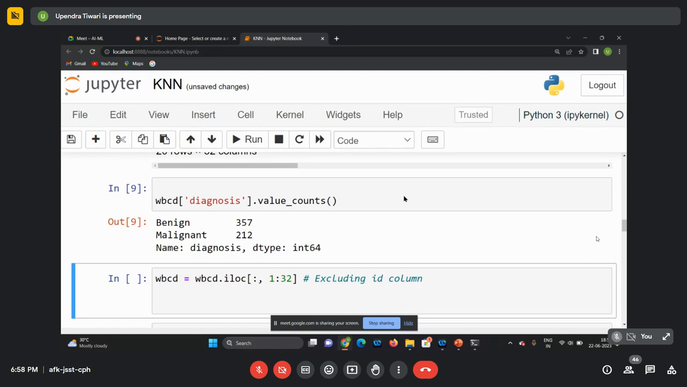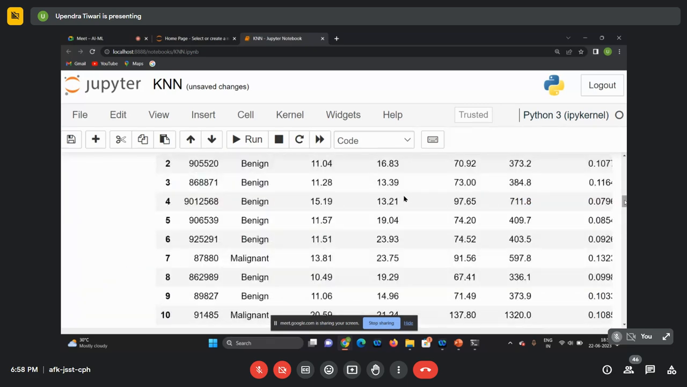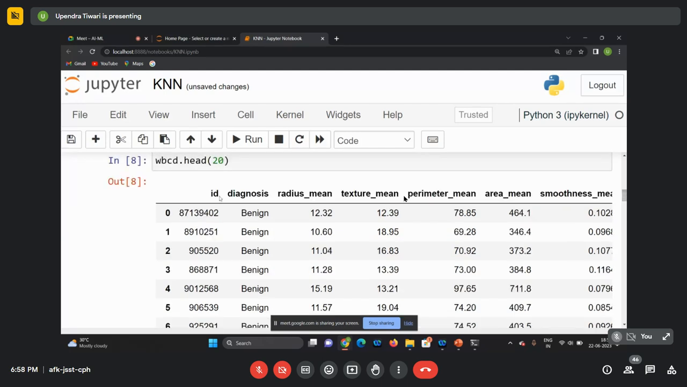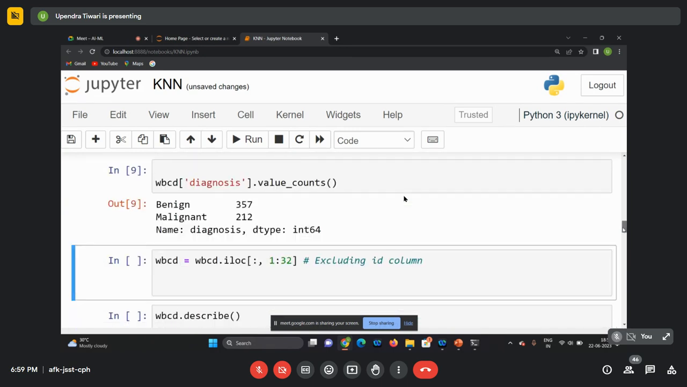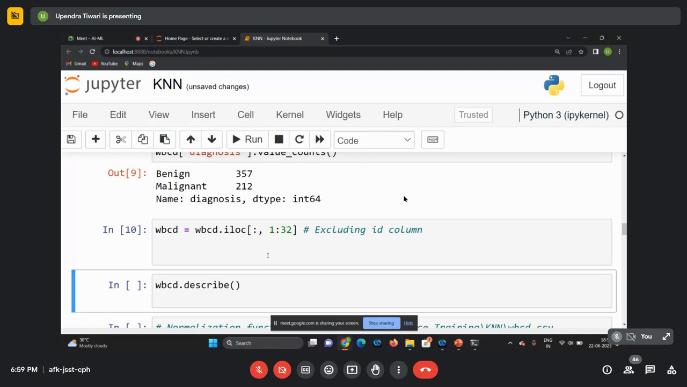If I ask you, friends, to diagnose this cancer, do you think that this ID will have any statistical significance? No, sir. So what should I do? I should just drop it. I should just exclude it. So that is why I'm creating a data where I'll be selecting all the rows, but the columns will start from index number 1, because at index number 0 we had the ID column.